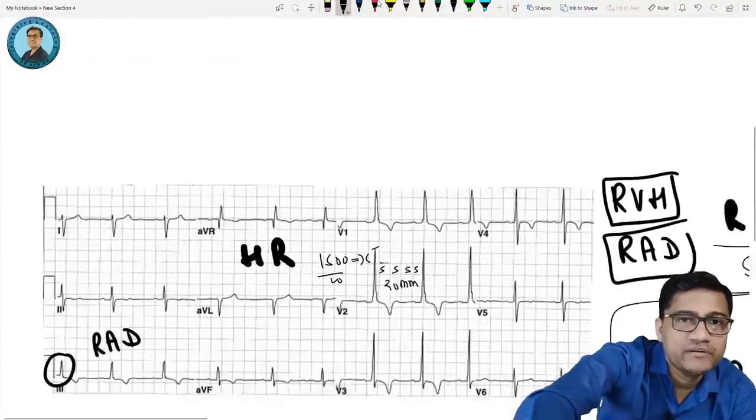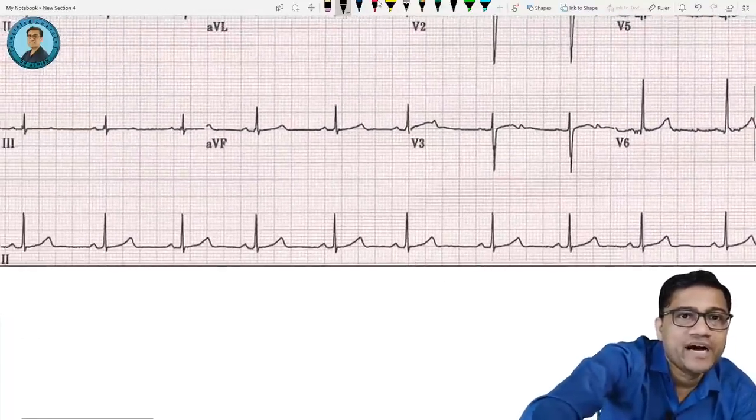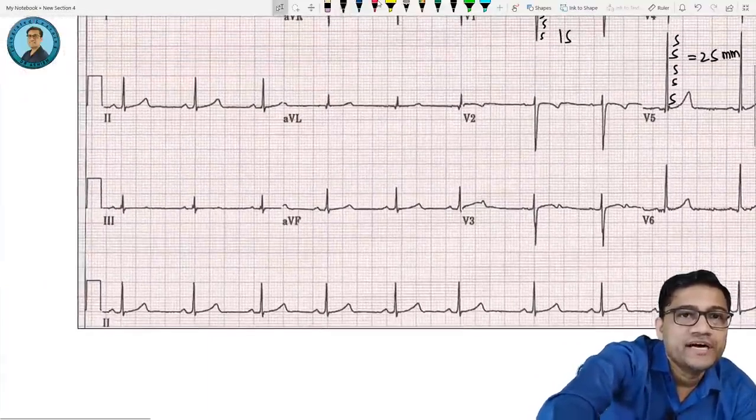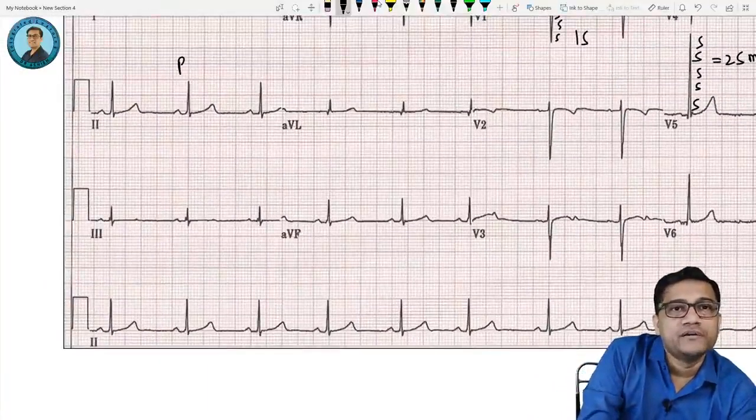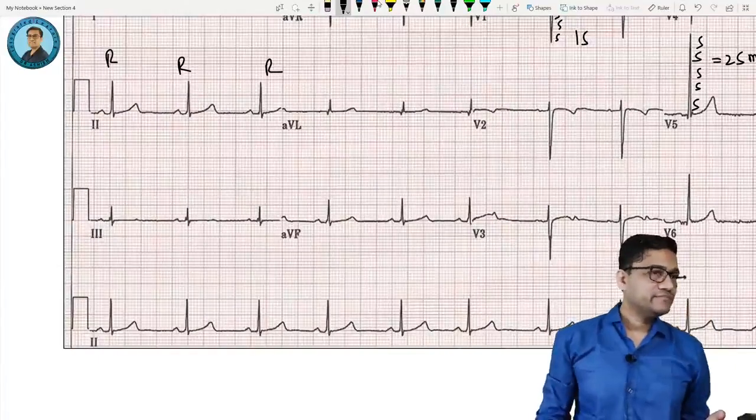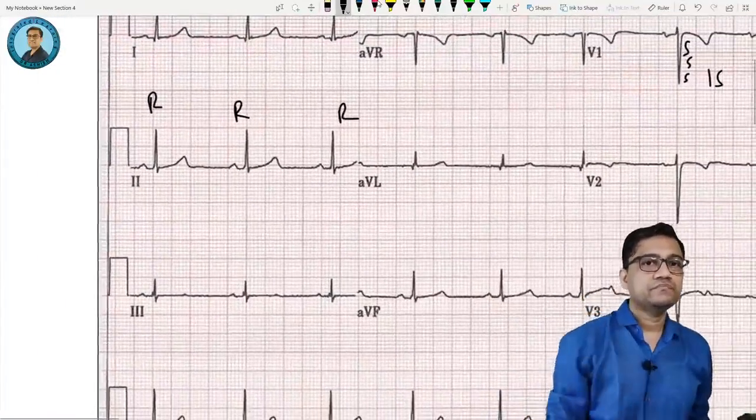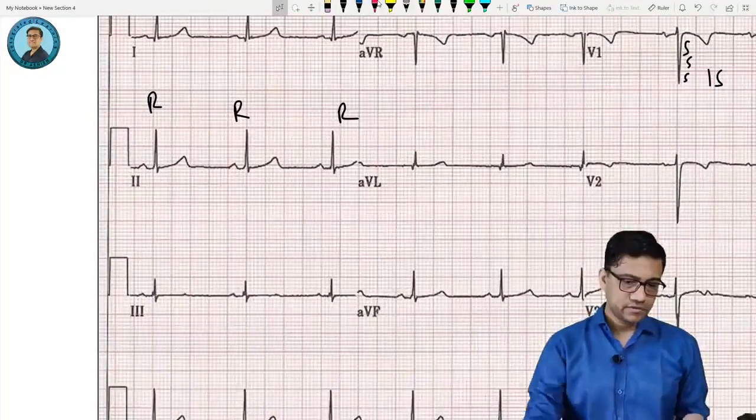Okay, let's do another one. Calculate the heart rate here also. Take the RR, so R and R. So RR interval, calculate the heart rate.